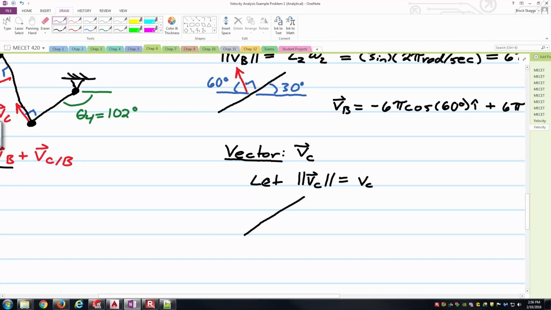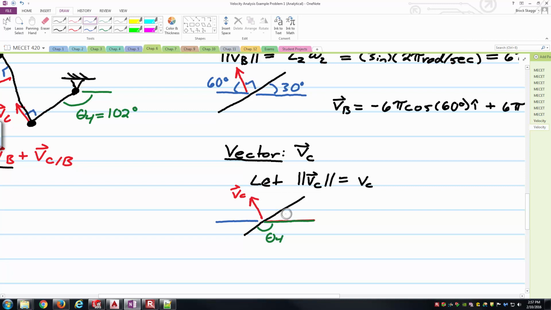This black line will represent the rocker. There's our v sub c vector. There's a horizontal line. I'm going to redraw that in green. And here is our theta 4. Now we've got to work toward describing v sub c here.